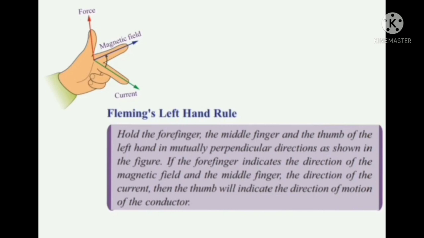For remembering, I will give a memory tip. F, force, we denote it by father. M, magnetic field, it is denoted by mother. C, current, it is denoted by child. Father, mother and child. It is a memory tip for remembering Fleming's left hand rule.